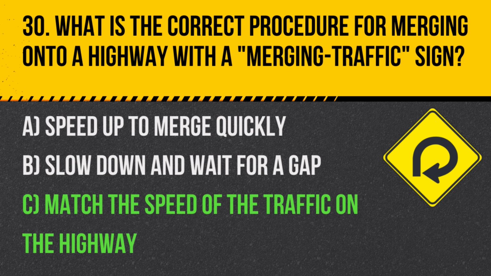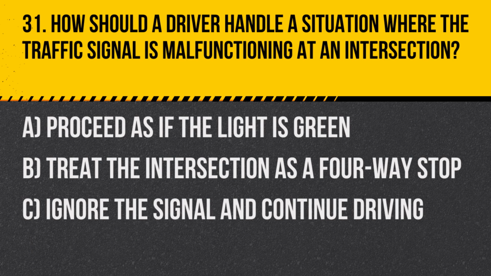Answer: C. Match the speed of the traffic on the highway. This allows for a smooth and safe merge. Question 31. How should a driver handle a situation where the traffic signal is malfunctioning at an intersection? A. Proceed as if the light is green. B. Treat the intersection as a four-way stop. C. Ignore the signal and continue driving.